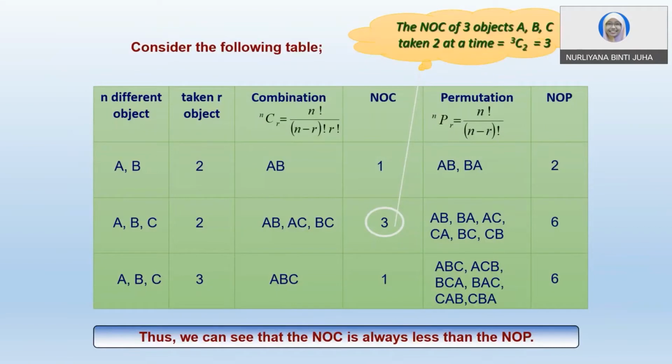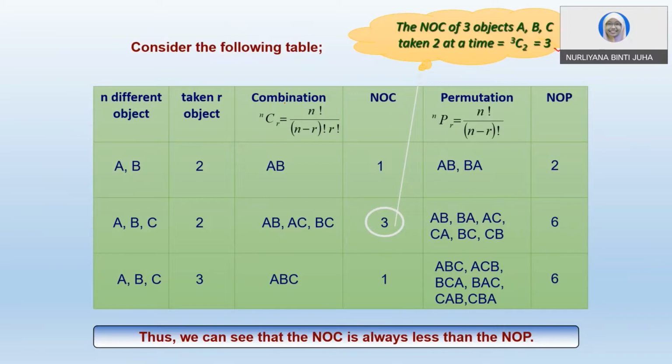So consider the following table, where the number of combinations, NOC over here, stands for number of combinations of three objects A, B, C. Kita ada three objects A, B, C, taken two at a time. Daripada tiga ni, kita ambil dua, dua dalam satu masa. So we have three choose two, ataupun three combination two. So you just key in to your calculator three, and then there's the nCr symbol dekat you punya calculator. You click that one and then you key in 2. So you get the answer is 3.